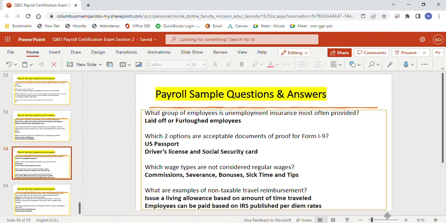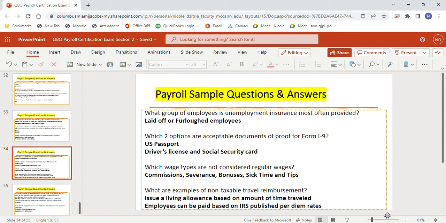Which wage types is not considered regular wages? So non-regular wages would be commissions, severance, bonus, sick time, and tips. Have all of those in your notes because you don't know which one they'll have there. What are examples of non-taxable travel reimbursement? Issuing a living expense based on the amount of time traveled. So that would be like that example.